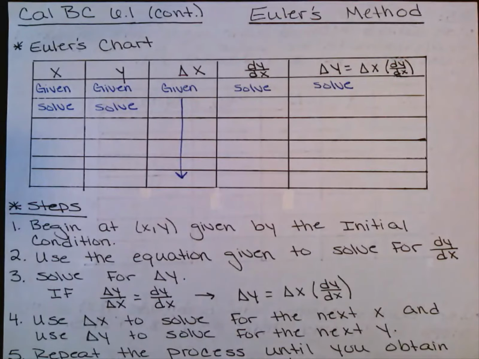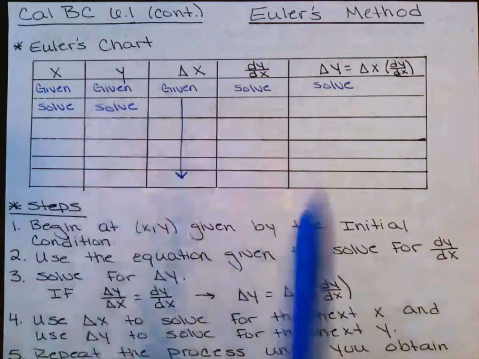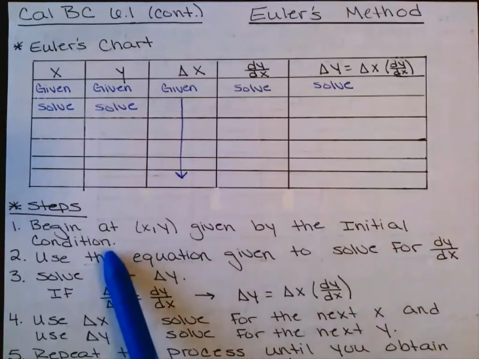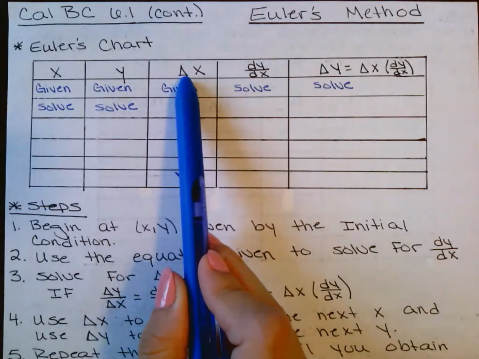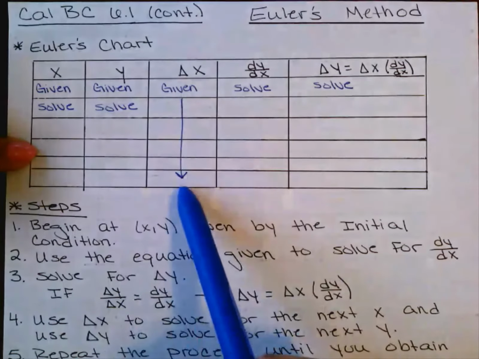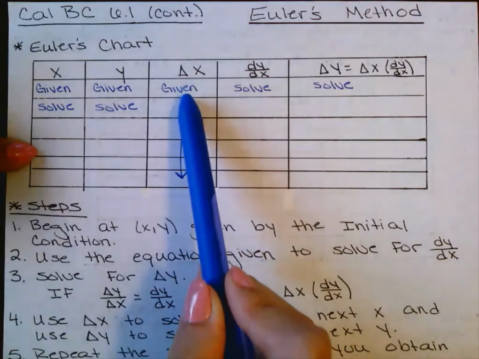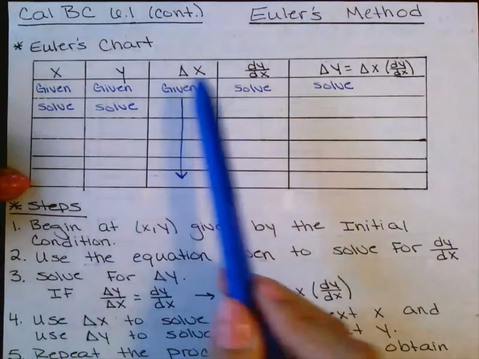So the question will always start off by giving you an ordered pair, and that's called your initial condition. That's what you're going to start off with. They're also going to give a delta x, the amount that they want you to change in each step you take for your delta on your x's. Notice I draw an arrow because that delta x is going to be the same throughout your question. So those three are given.